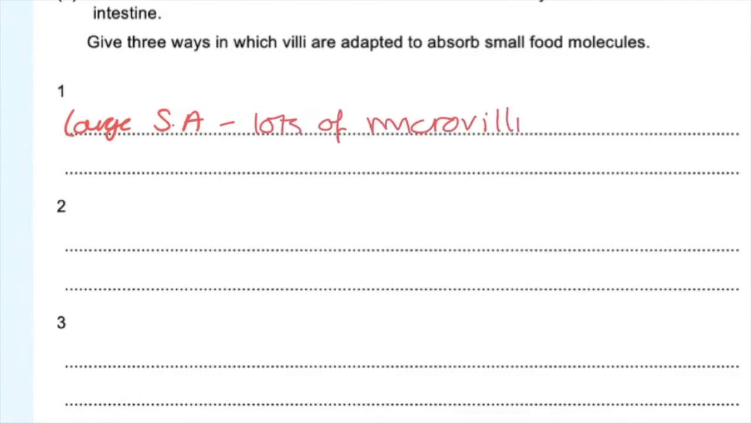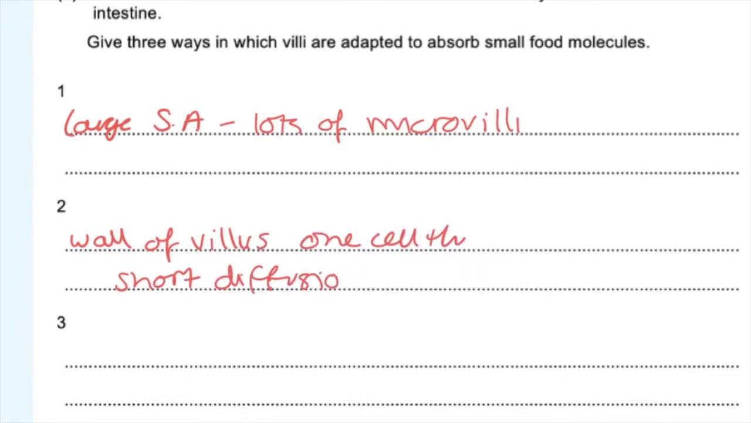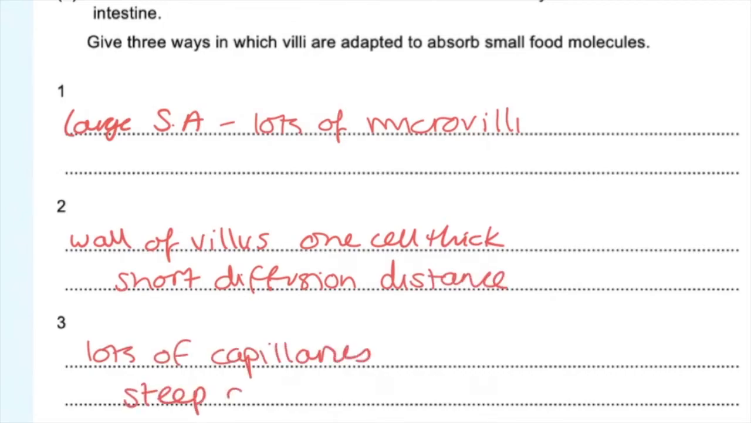The wall of the villus is only 1 cell thick, which gives it a short diffusion distance. There are also a lot of capillaries, so this maintains a steep diffusion gradient, if you remember that because they are carrying away those absorbed food substances. And then there's the lacteal down the centre to absorb digested lipids.